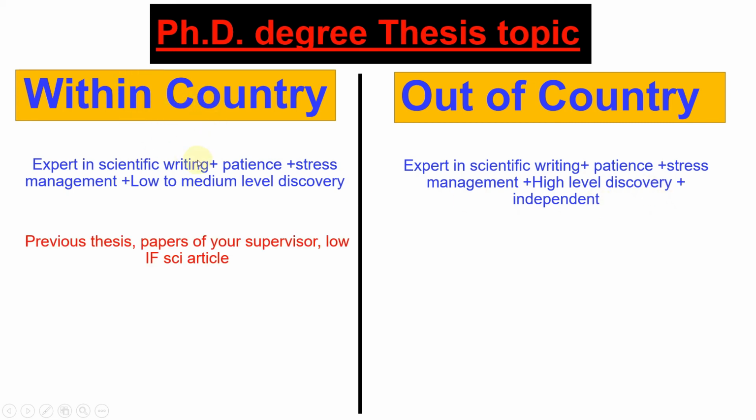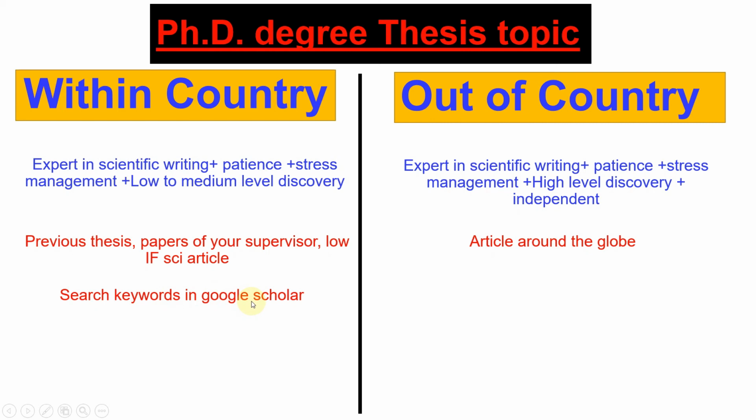If you are researching a topic within your country, you can go for the previous theses and papers of your supervisor, and low impact factor SCI articles. But if you are doing your PhD in a foreign university, you should read all the articles related to your topic around the globe. So similarly, you can search your keywords like that.